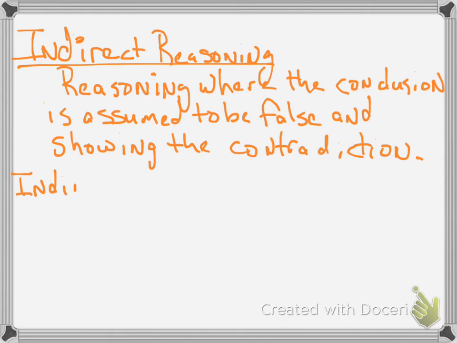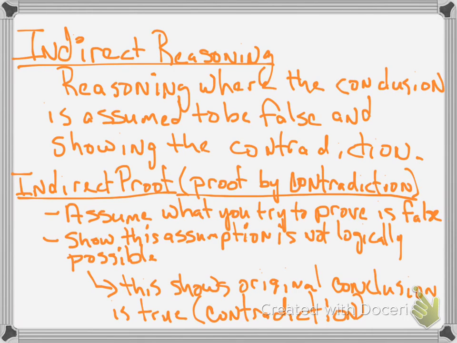Okay, indirect proof, or proof by contradiction, assumes that what you try to prove is false. Show this assumption is not logically possible. That means you make an assumption that what they're trying to prove is false, and then you show that assumption cannot be possible. So then you go back to the original conclusion. If you show that the opposite is not possible, then what was originally asked to be proven is true. I know, it sounds weird, but let's look at it.